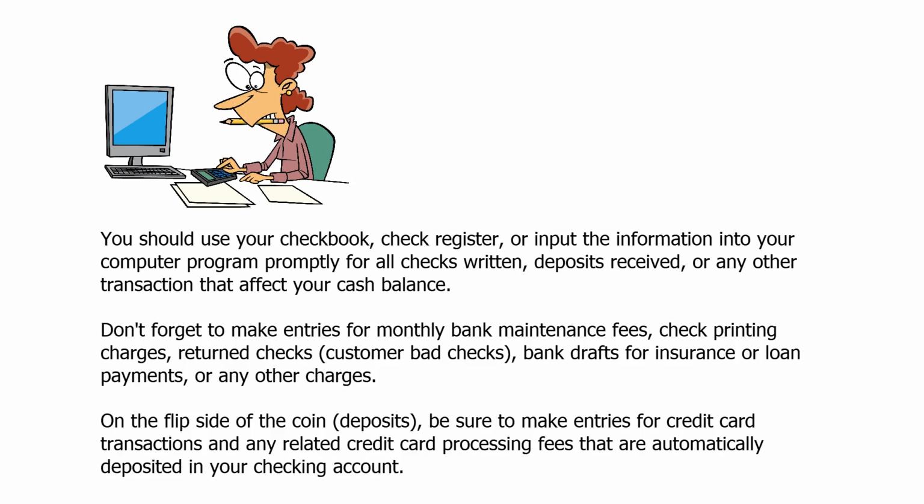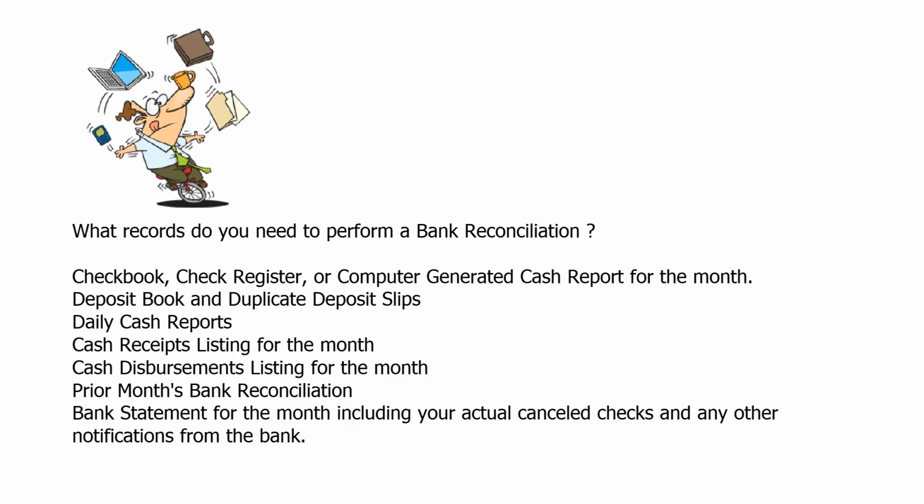What records do you need to perform this task? Checkbook, check register, or computer-generated cash report for the month. Deposit book and duplicate deposit slips. Daily cash reports. Cash receipts listing for the month. Cash disbursements listing for the month. Prior month's bank reconciliation. Bank statement for the month including your actual canceled checks and any other notifications from the bank.